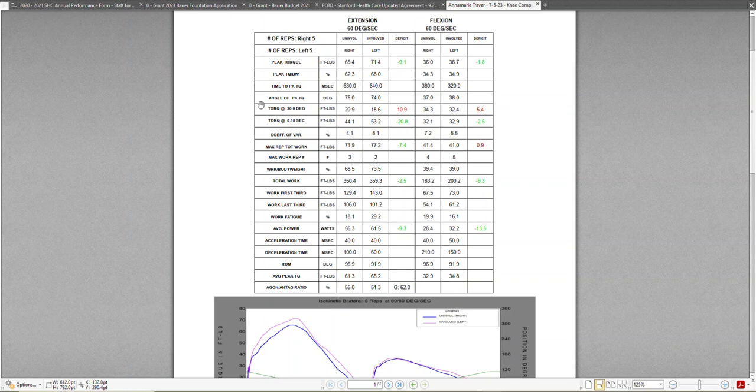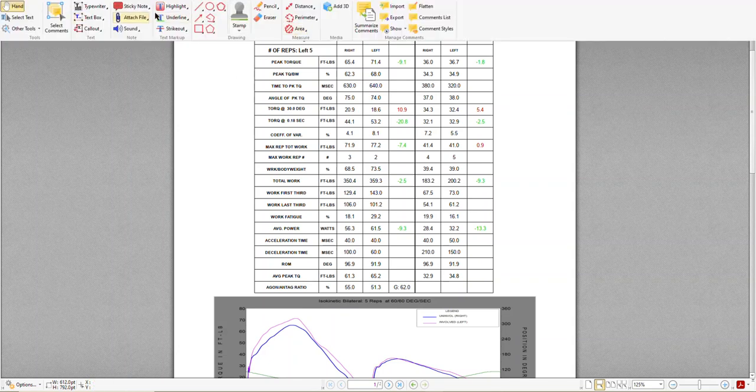Okay, so we're looking at an isokinetic test, and we're just going to go down the metrics. There are certain metrics that matter, and others that don't. So let's talk about the ones that are most important.